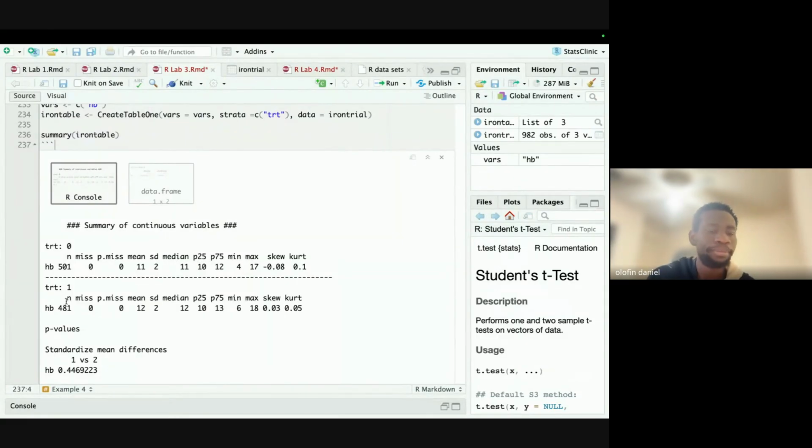Now for the women on iron supplements, we have 481. We have 0% missing. We have the mean to be 12, the standard deviation, the median, the 25th percentile, the 75th percentile, the minimum, the maximum, and the skewness and kurtosis coefficients too.